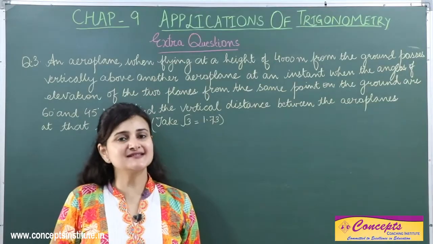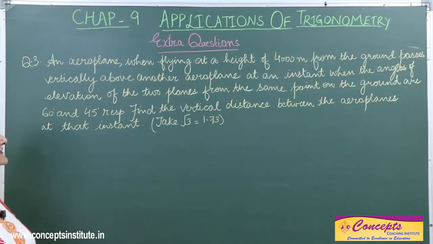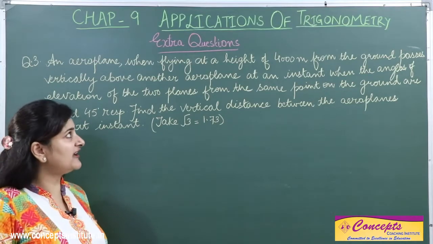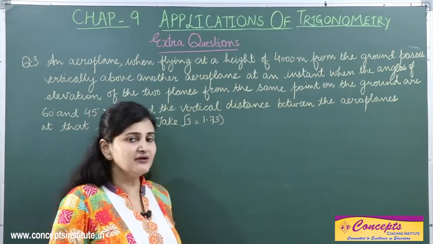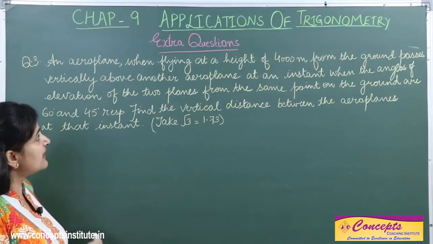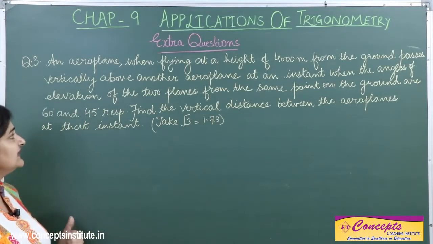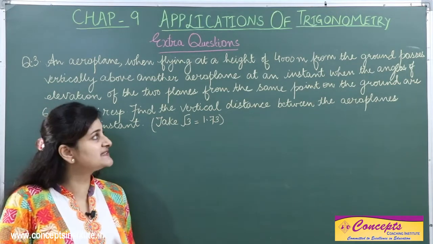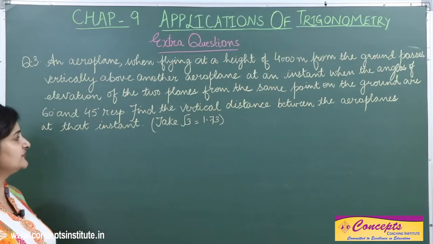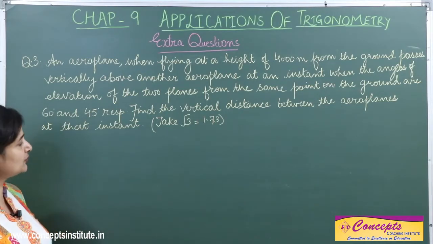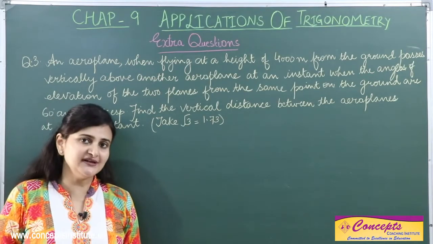Okay students, let's look at the next question, question number 3. An aeroplane flying at a height of 4000 meters from the ground passes vertically above another aeroplane at an instant when the angles of elevation of the two planes from the same point on the ground are 60 degree and 45 degree respectively. Find the vertical distance between the aeroplanes at that instant, taking root 3 equal to 1.73.